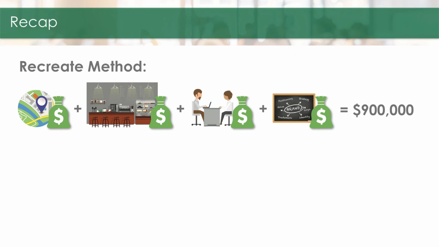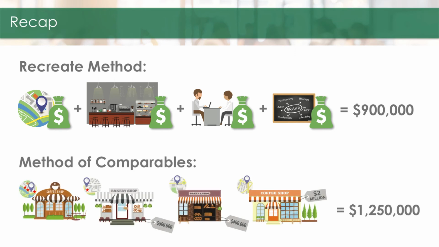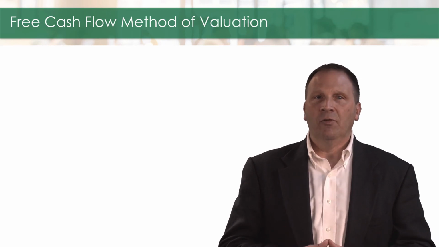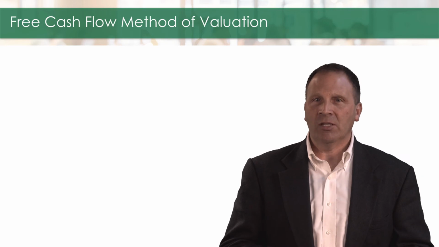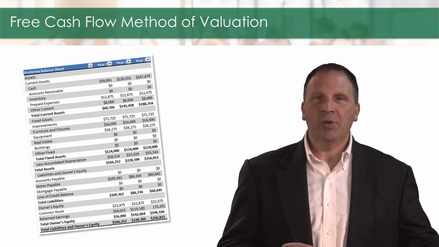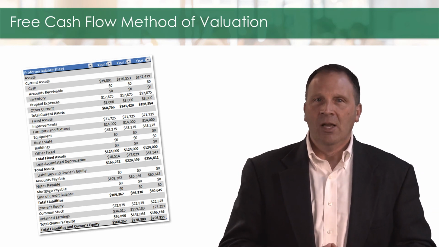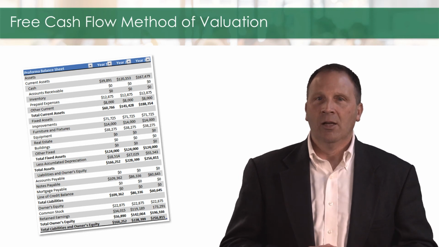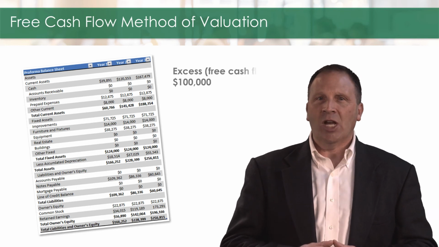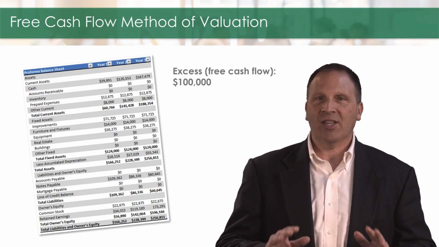Okay, to sum up where we stand now, the recreate method gave us $900,000, and the method of comparables gave us $1,250,000. Now on to the third method, which is called the free cash flow method of valuation. This method involves a fair amount of knowledge of financial statements, but the idea is pretty straightforward. You forecast how much cash flow the business is expected to generate over time, then determine what that's worth to you today. So say the business is expected to, after all expenses have been paid for, generate $100,000 a year of excess cash flow.